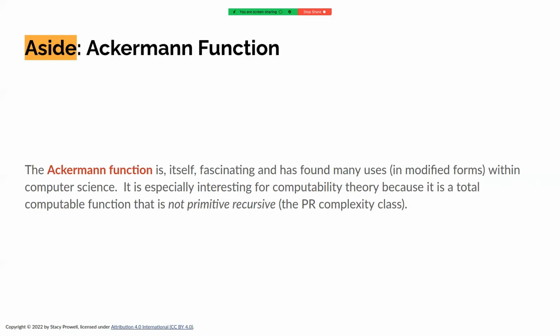And the way you show that it's not is you show that its value grows faster than any function that could be primitive recursive. It's a really cool proof. You have to just take my word for it or go look it up. So primitive recursive functions constitute the PR complexity class. There's tons of complexity classes. And the Ackermann function is not in that class, but it is computable. So that's kind of neat.